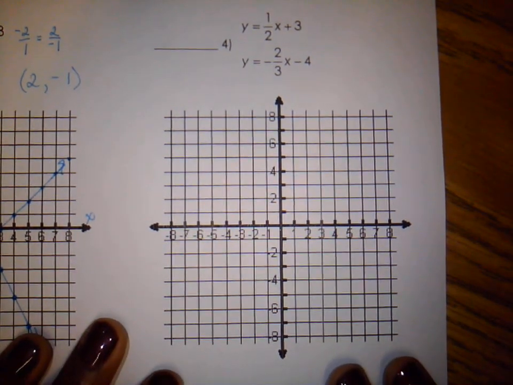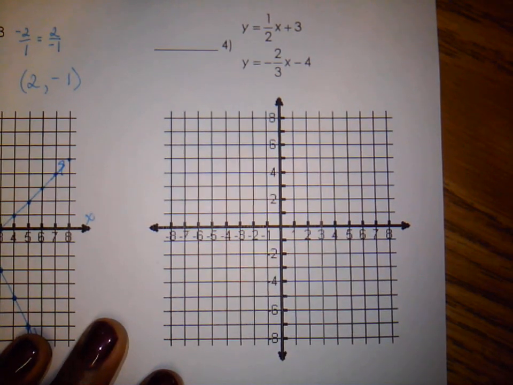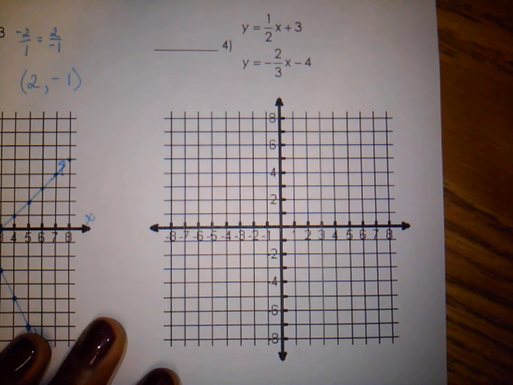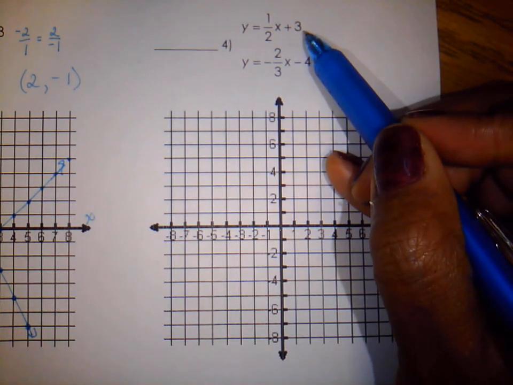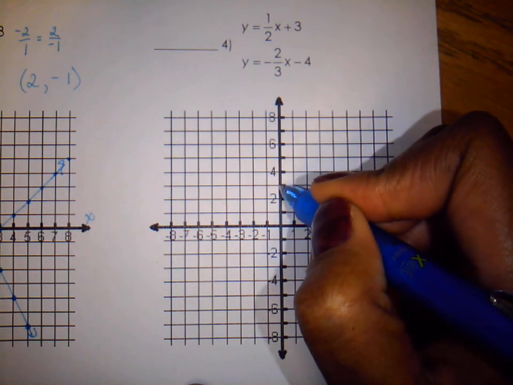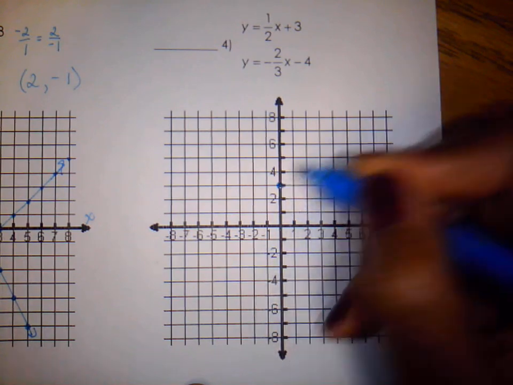Okay. All right. So 4 is another easy one because everything has already been solved for y. Remember, that's your first step, okay? Second step is to plot your y-intercept. In the first equation, the y-intercept is what? Okay, it's a positive 3, so I put my dot at positive 3. Okay?